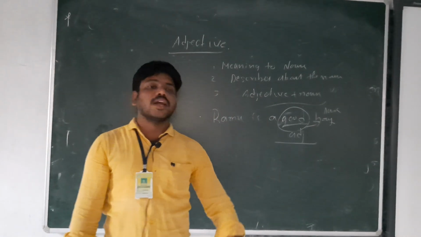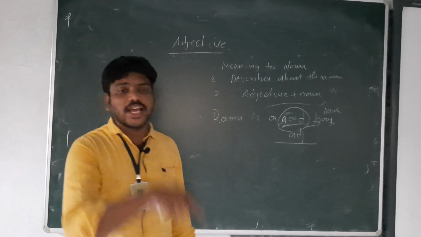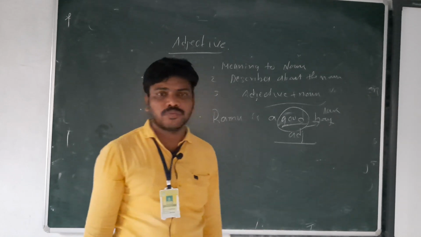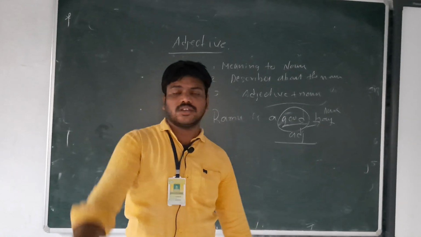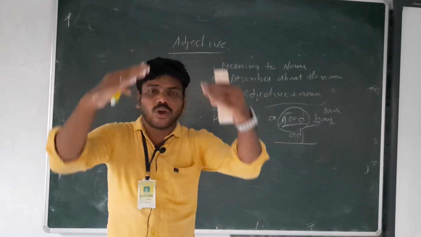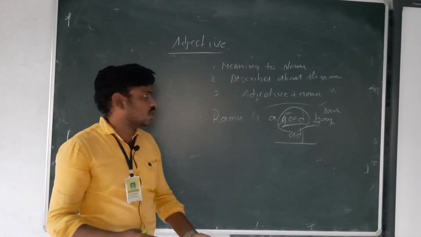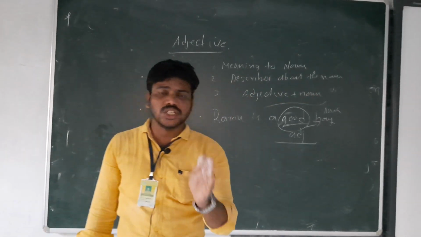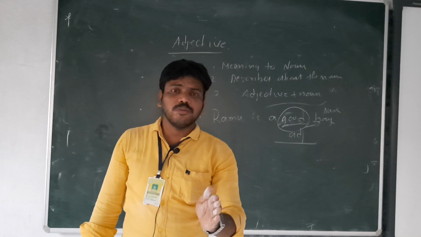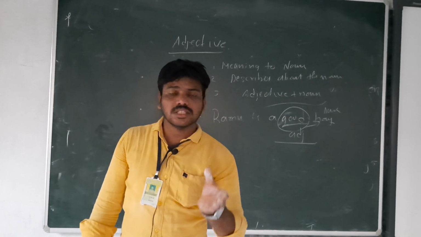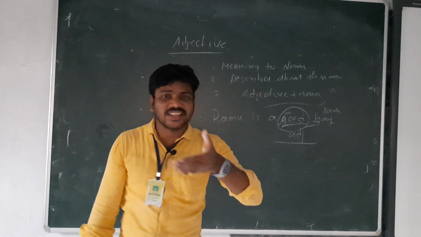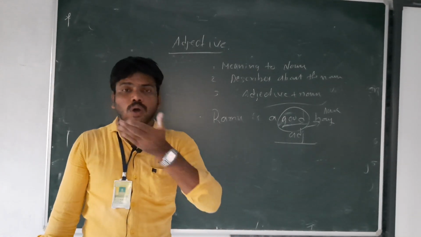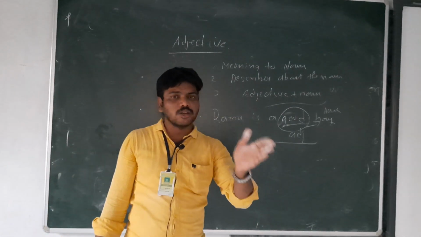I am clever. You are clever. She is lazy. She is active. She is weak. She is fat. She is intelligent. So these are all called adjectives. So what is the first one? It gives meaning to the noun. Next, it describes the noun, whether a person, a thing, or an animal. Third one is adjective plus noun.